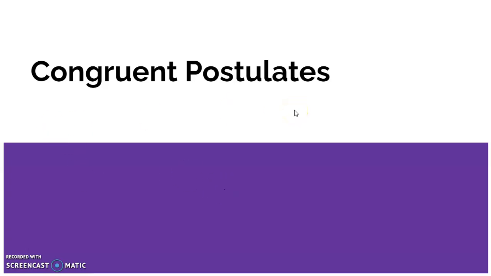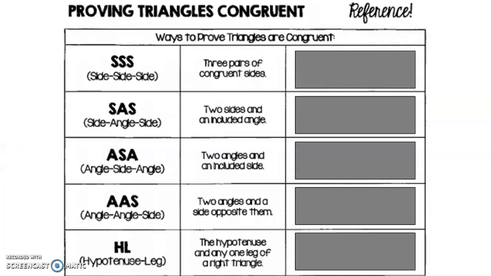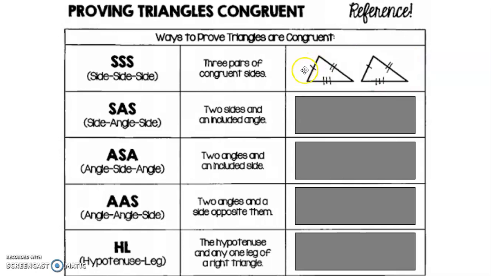A postulate is just a fancy way of saying somewhere along the way someone proved that these things work that make a triangle congruent. So if we look at them, we have 5 different ways to prove that triangles are congruent. The first is side, side, side, and we abbreviate that with 3 S's, so SSS. And that says that 3 pairs of congruent sides make my triangle congruent. So if I mark my pictures, each side has a congruent piece with the other triangle, and if that is the case, we have side, side, side.